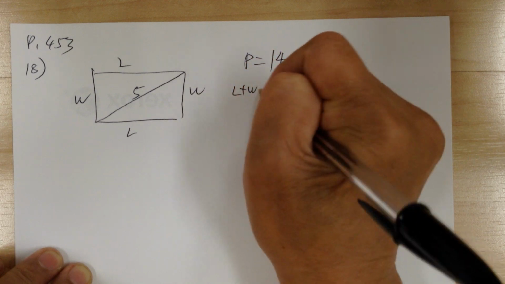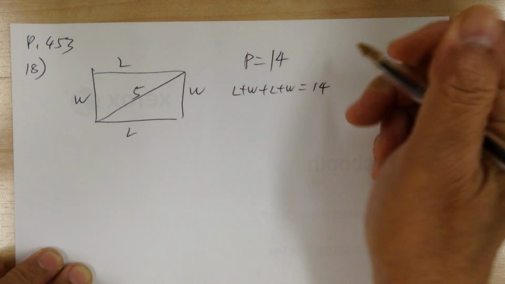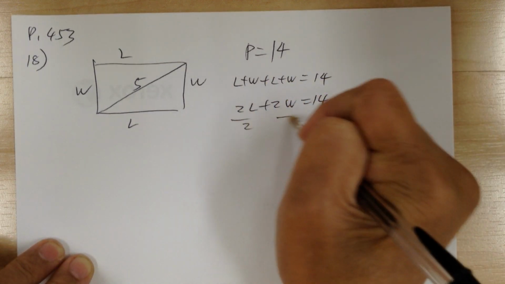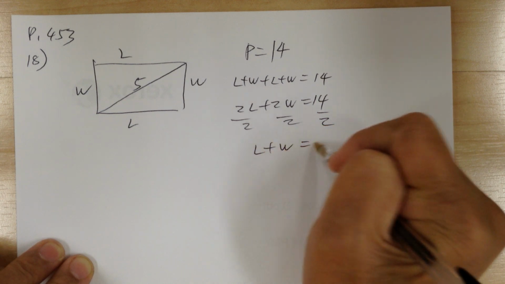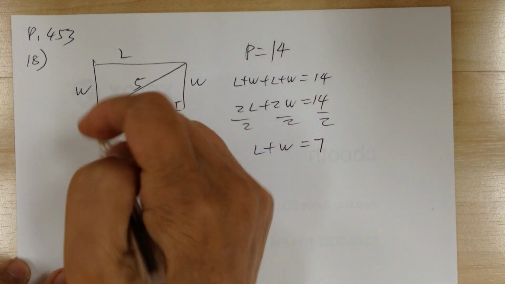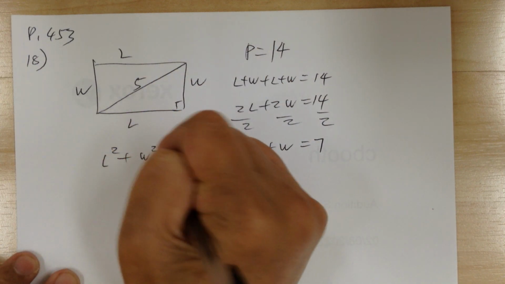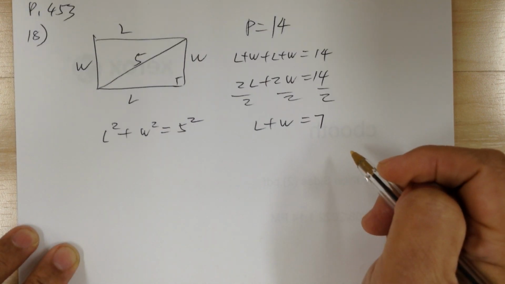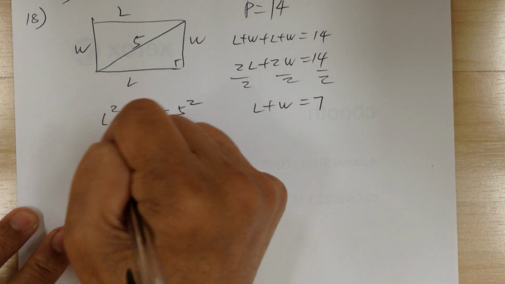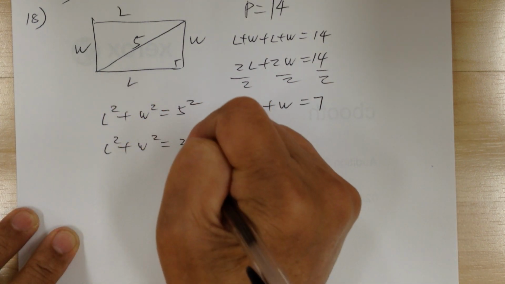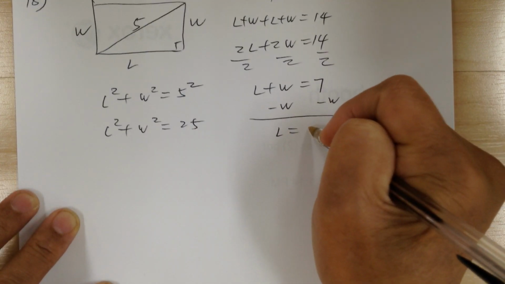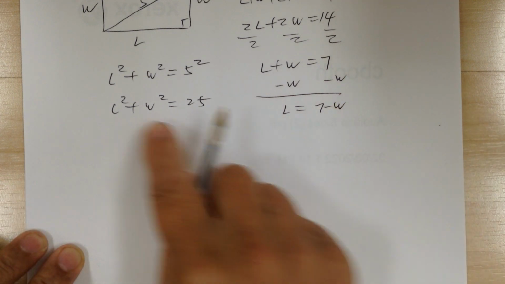So you got L plus W plus L plus W equal to 14. So you got 2L plus 2W equal to 14. Then dividing by 2, you got L plus W equal to 7. Okay, next you also look at this is a right triangle, so use your Pythagorean theorem. So you got L squared plus W squared equal to 5 squared. Okay, so this one I'm going to move one of the variables over, so minus W on both sides. So L equal to 7 minus W. Then I'm going to substitute this into here.